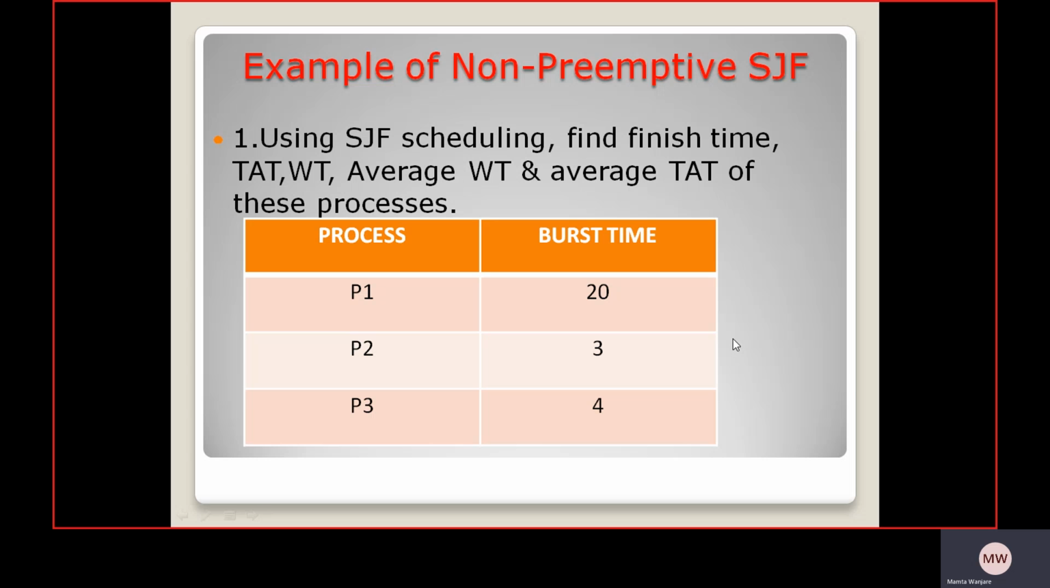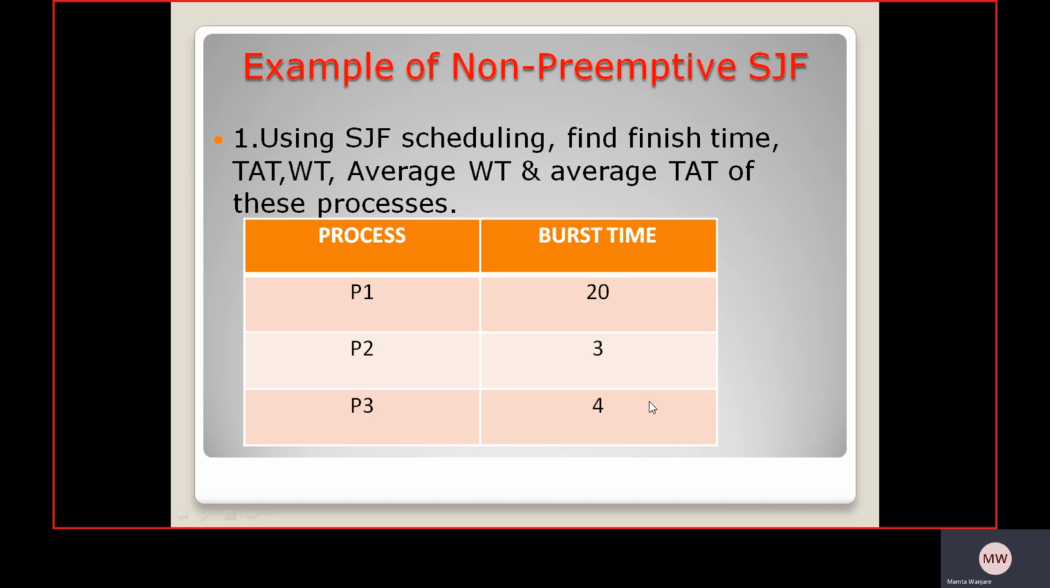Let us see the example of non-preemptive SJF. Using SJF scheduling, find finish time, turnaround time, waiting time, average waiting time, and average turnaround time of these processes. Here, three processes are mentioned, and their burst times are also given. P1, P2, P3, three processes are there. Burst time is 20 for P1, P2 having 3, and P3 having 4.